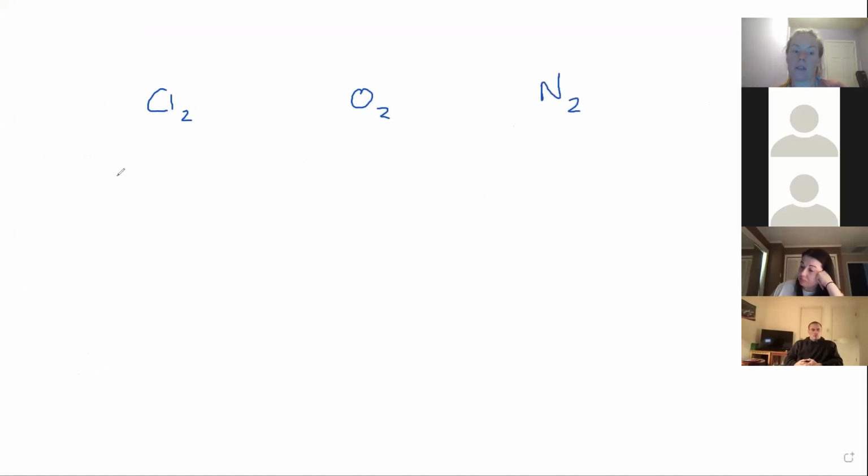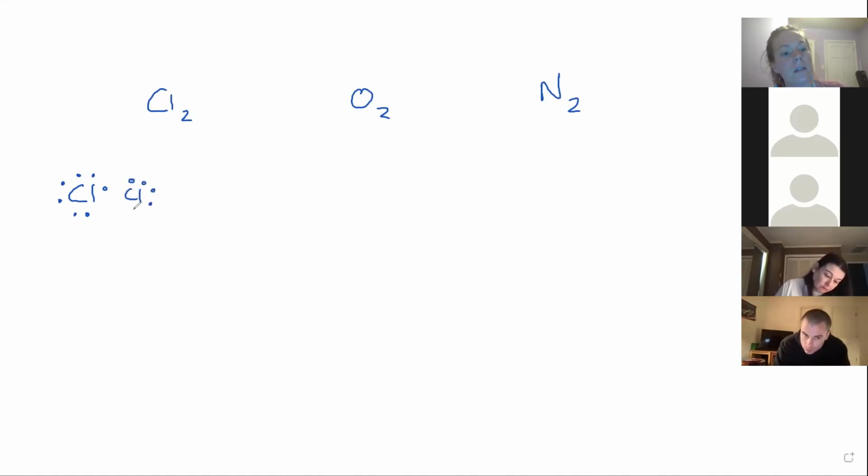Why do they form diatomics? Well, chlorine is in column 7, so it has 7 valence electrons. It's so close to being stable. It's not, though. So what happens is another chlorine comes around who also has 7 valence electrons and is like, well, why don't we share these 2 electrons? Let's bond, let's stick together.